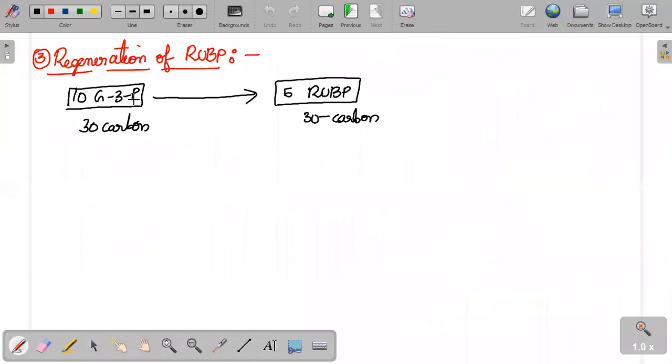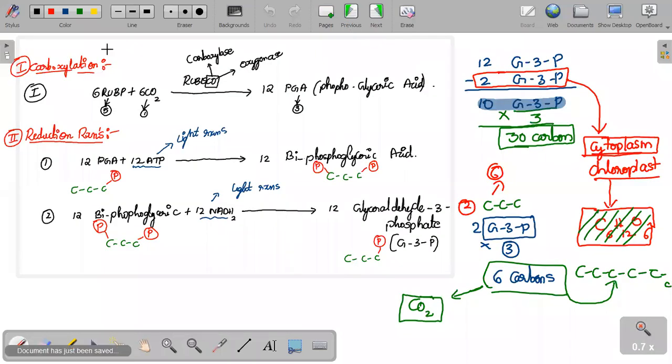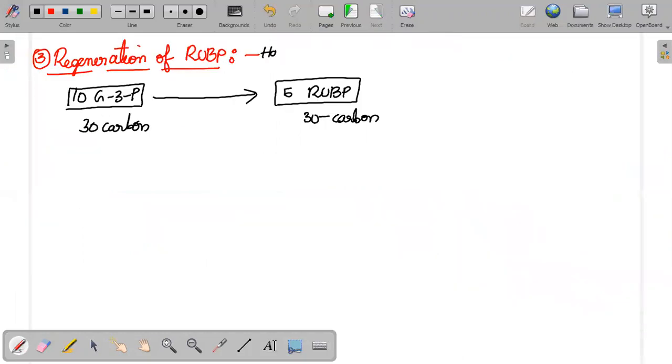Let me tell you that among the 3 steps, carboxylation is very easy to understand. The reduction reaction is also very easy to understand. But regeneration is a really hard topic. It takes me an entire 45 minutes to explain this one, and it is very hard to understand.